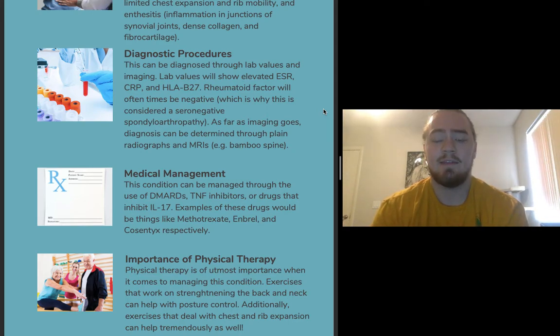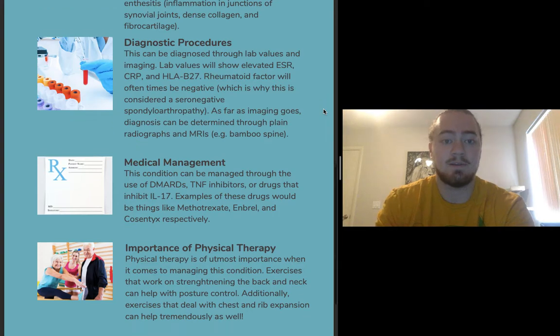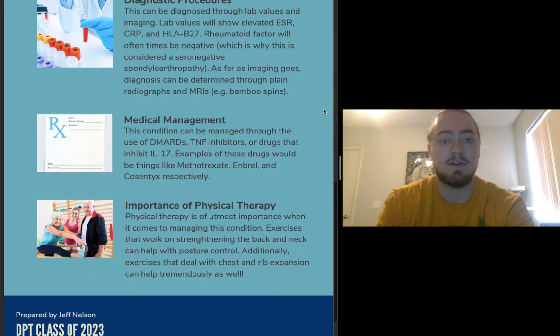As far as imaging goes, it can be done either through just a plain radiograph or an MRI. And what you can see in that plain radiograph is something that is often referred to as bamboo spine. So that's when your spine is actually fusing and it kind of looks like bamboo. So that's something to keep an eye out for if you ever hear anything like that from your doctor.